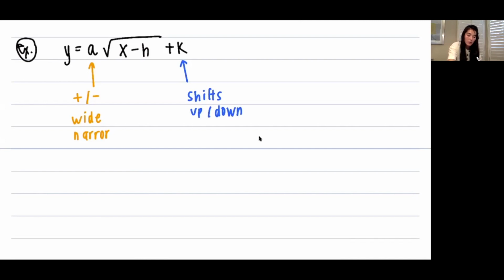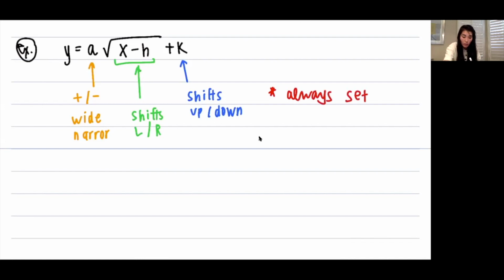And the last example we just looked at is this whole term here. If that is underneath the radical, this shifts left or right. And the last thing I want to remind you of is that when we graph, we always set the radical, whatever is underneath that square root, equal to 0 to find our starting point.